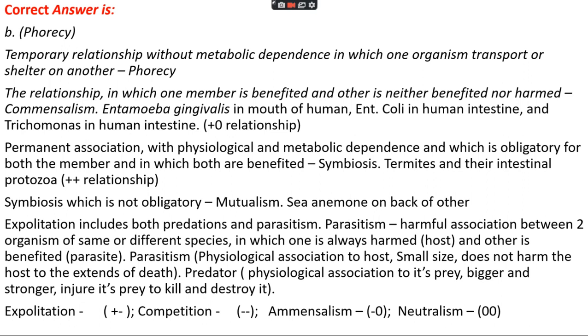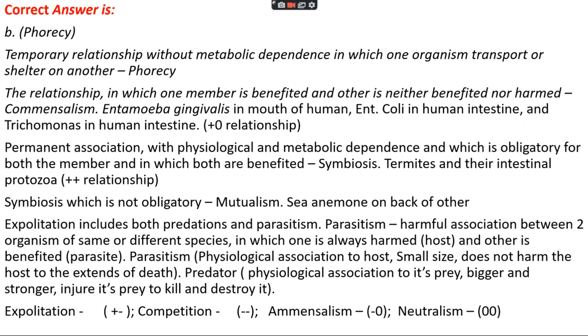The relationship in which one member is benefited while the other member is neither benefited nor harmed is known as commensalism. An example is Entamoeba gingivalis, which is found in the mouth of humans. Entamoeba gingivalis gets a benefit, but the human is neither benefited nor harmed. Entamoeba coli in the human intestine is also an example of commensalism, and Trichomonas in the human intestine too. So this type of relationship is a plus-zero relationship. Plus means the parasite is benefited, but the host is neither benefited nor at a loss.